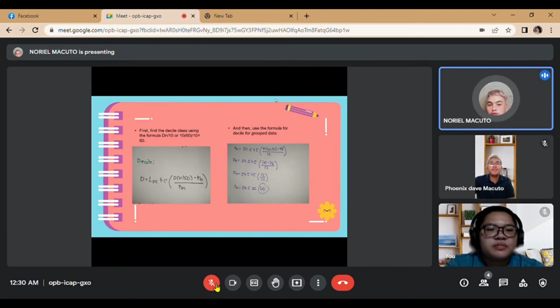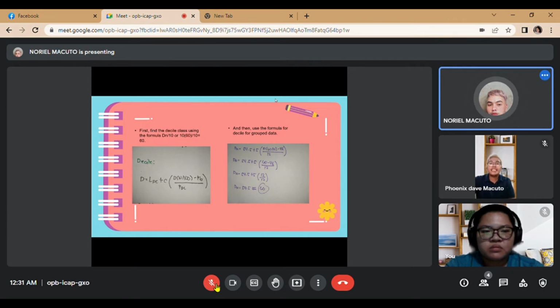And use the formula for decile for group data. Decile equals 54.5 plus 5, which is the class size, where 54.5 is the lower class boundary of the decile class, times the decile, which is 10, times 60 over 10, minus 48, which is the cumulative frequency, over 12. Now let's proceed to the solving.